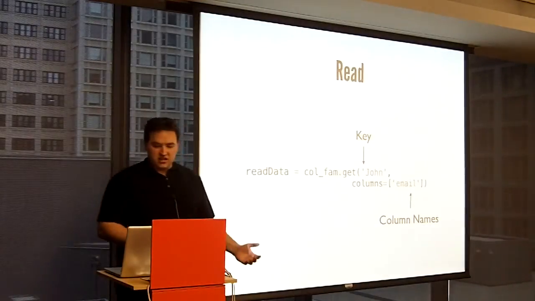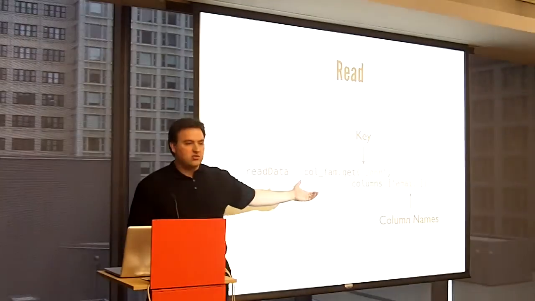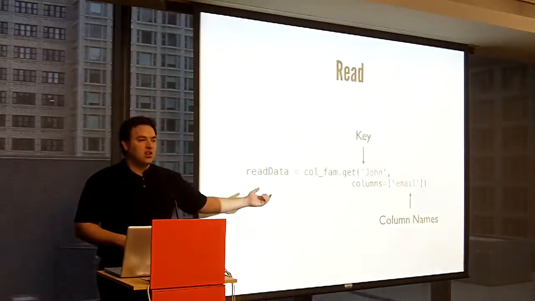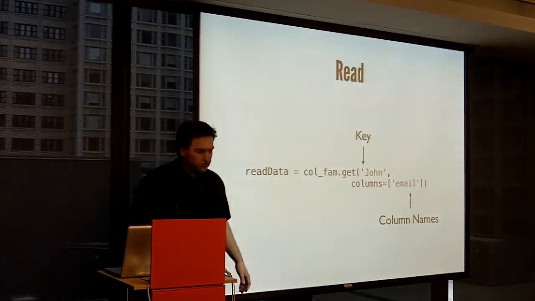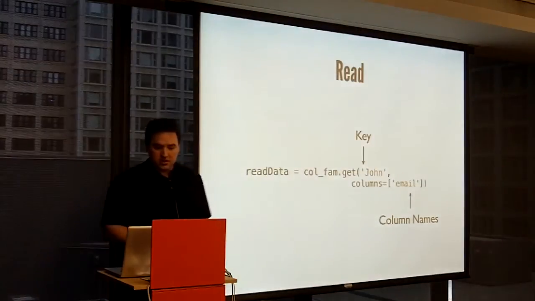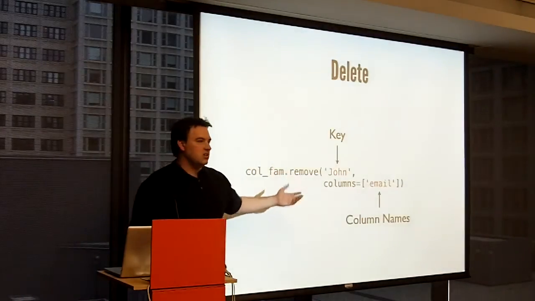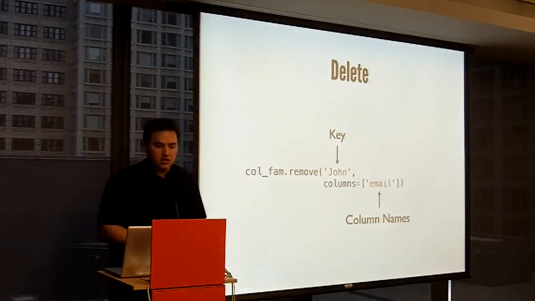Read, it's the opposite. Call read, or call get, pass it in your key. You can optionally pass in column names, and it'll only return those columns. You don't give any names, return all the columns. Deleting, the same thing. Give your key, and optionally a list of columns that are going to get deleted.